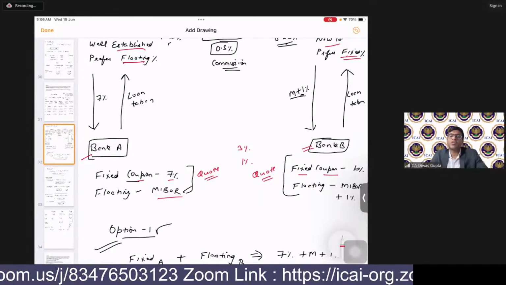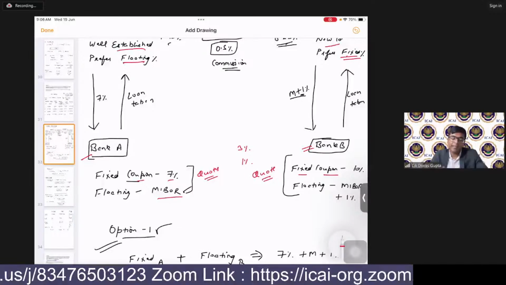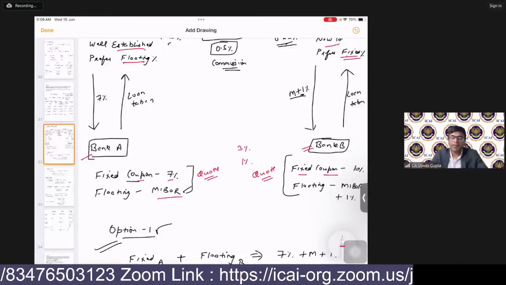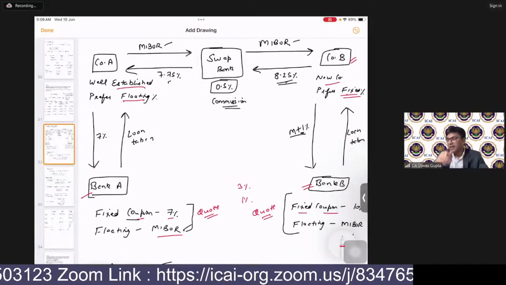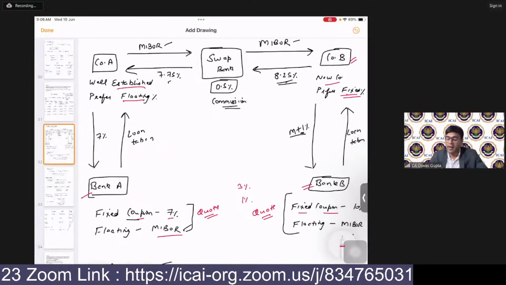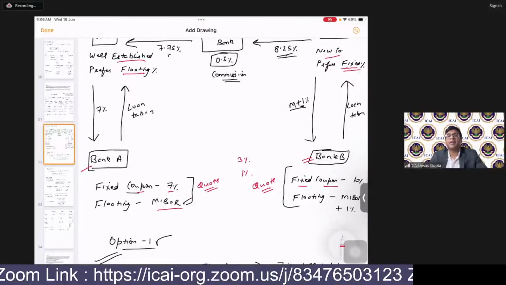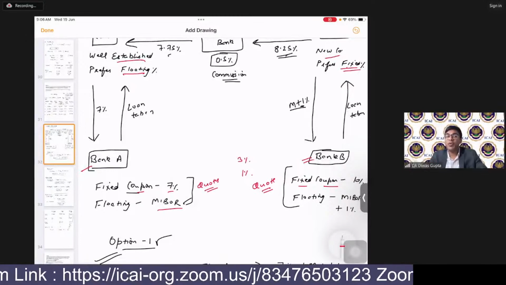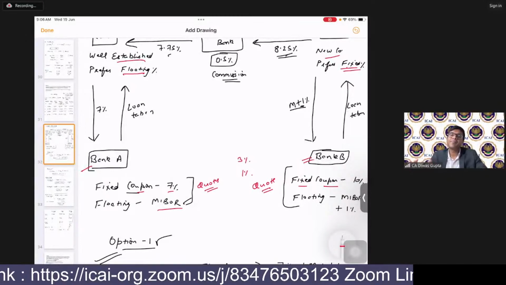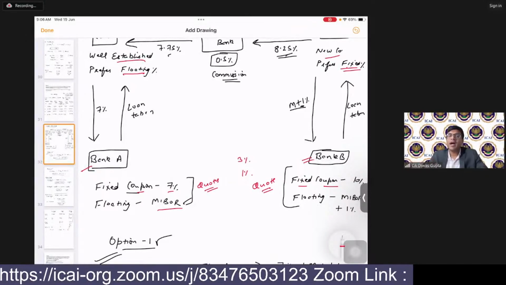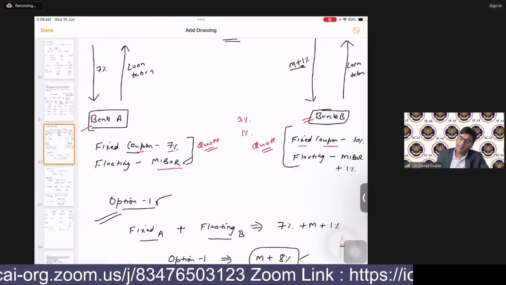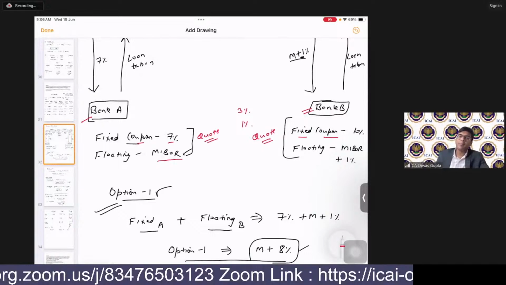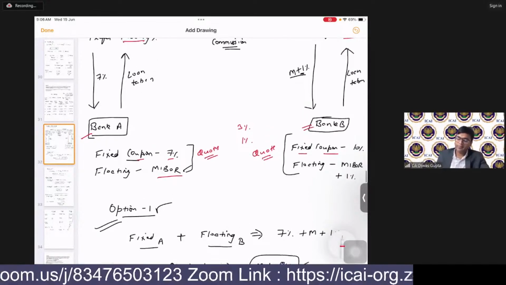Let me tell you, it's because of the different risk profiles of the companies, Company A and Company B. Company A is well established. Company B is a new company. A new company might have higher risk. Higher risk means higher interest rate. As I said, interest has two components, risk and time value of money. So the higher the risk, the higher the interest rate. So the fixed coupon is higher compared to company A, right?